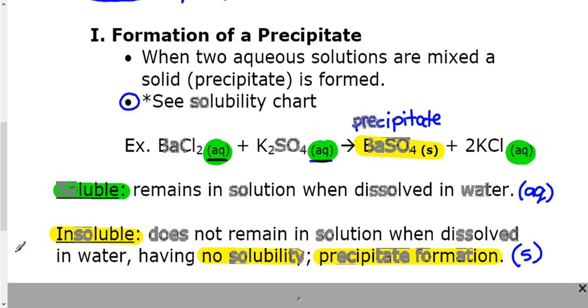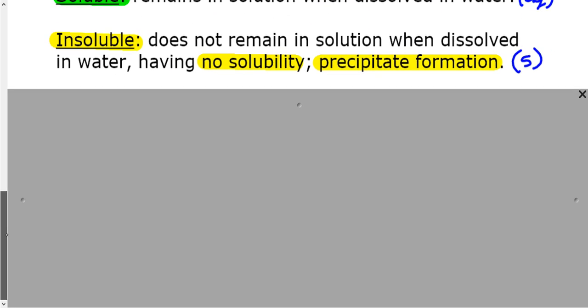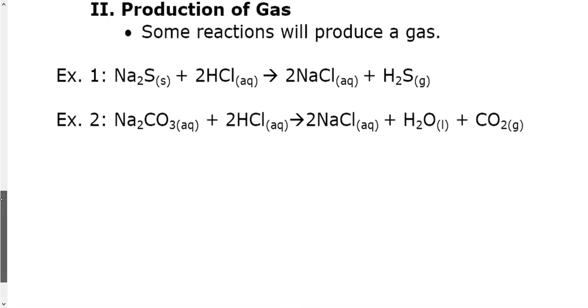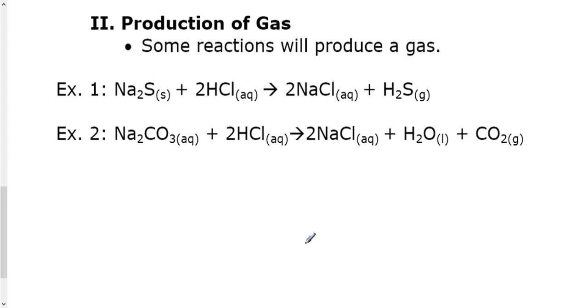Now what we're going to do is take a look at what happens when you produce a gas. And we'll look at some specific examples and some patterns you should be familiar with. So let's take a look at a couple. So second case for double displacement reaction, what if you produce a gas?